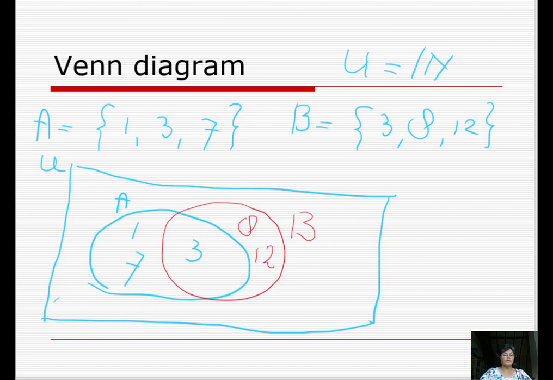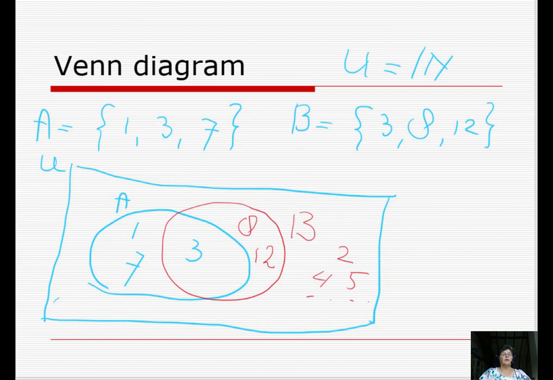They overlap, so there's one element in both of them, and the total rectangle is the universe where we take them from. So if we would like to draw some elements outside A and B, that would be 2, 4, 5, etc. All the elements from the natural numbers.